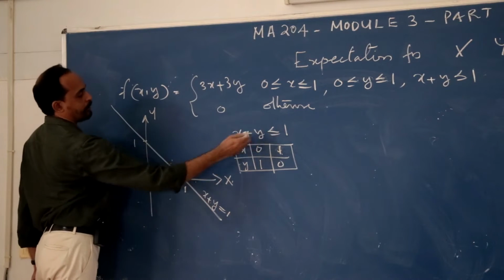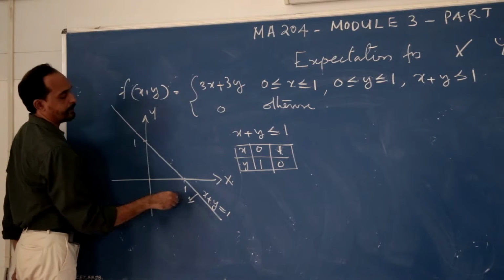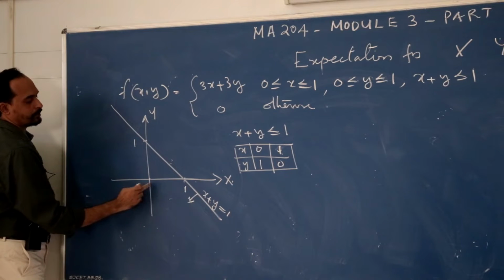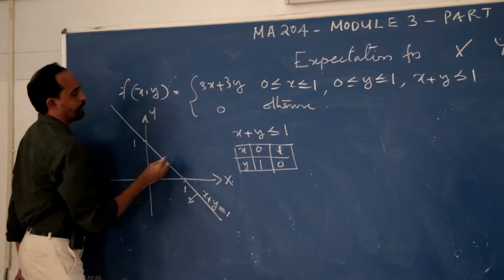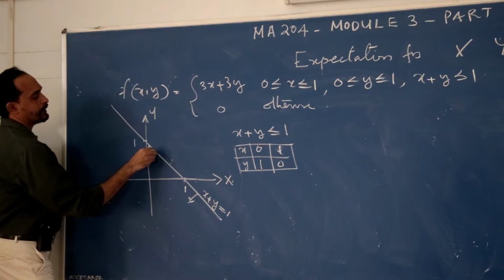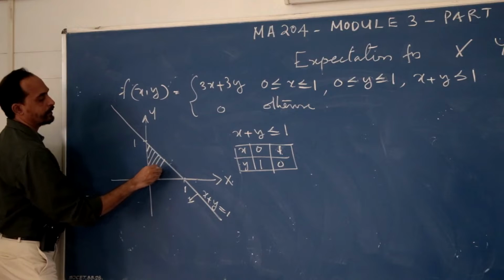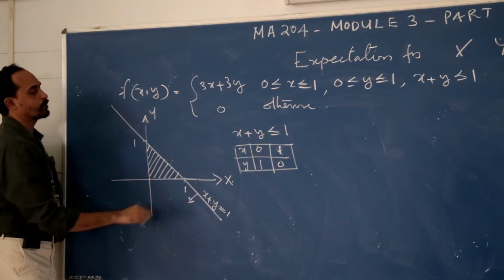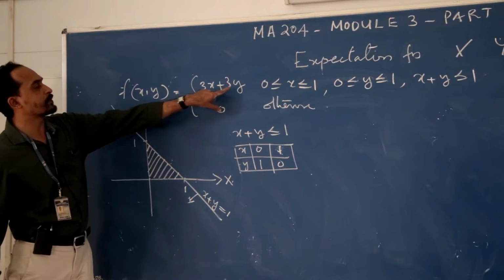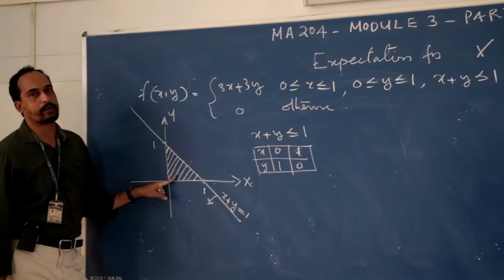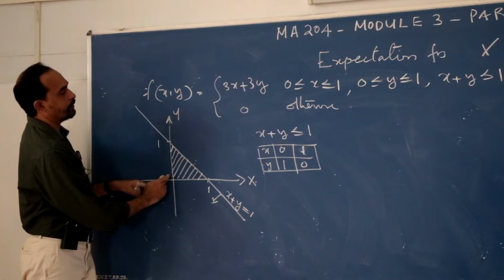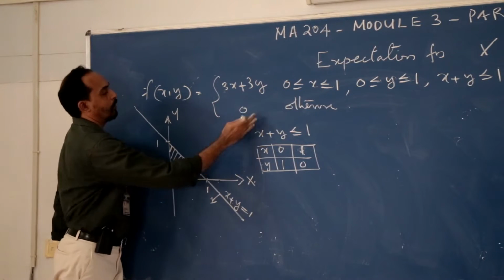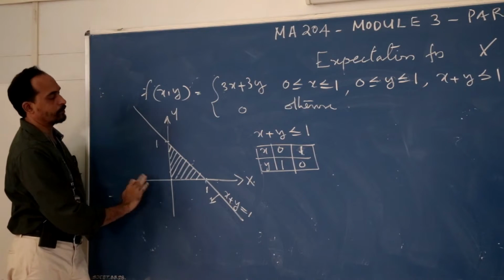X plus y less than or equal to 1 means orientation is towards this side. So x varies from 0 to 1, y varies from 0 to 1. X plus y less than or equal to 1 implies function is defined only in the triangular region. This function assumes the value 3x plus 3y only in the triangular region. That's the difference here. So we are considering a triangular region. Outside the triangular region, the function is equal to 0.